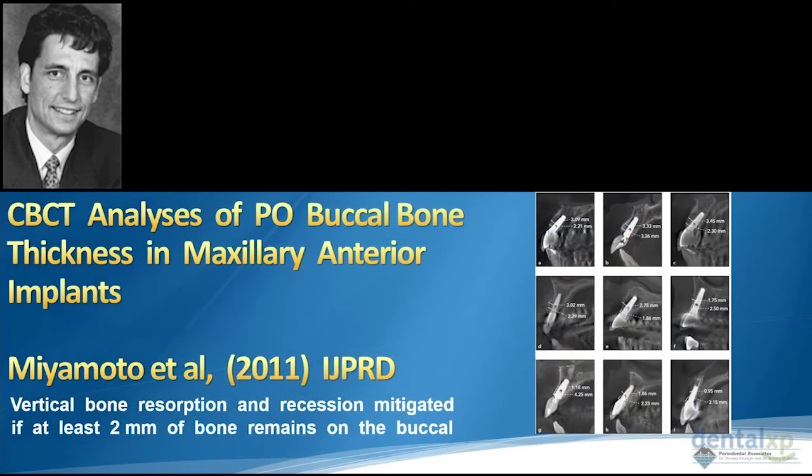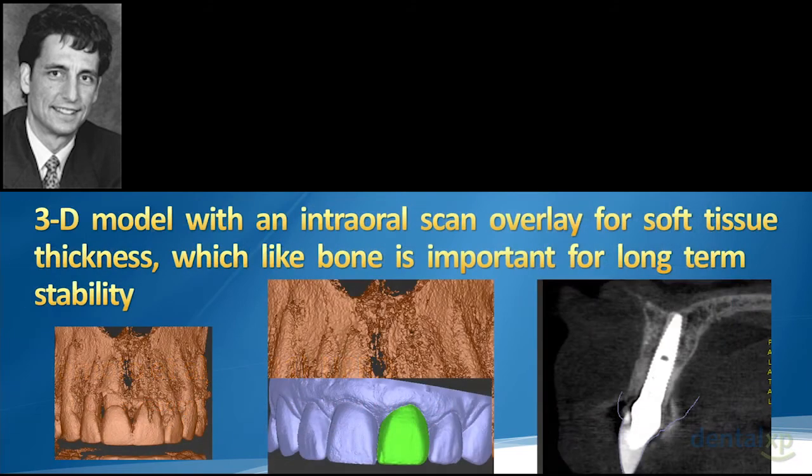So Miyamoto's paper in 2011 was on immediate implants, and they very clearly showed more recession with immediates when there was less than 2 millimeters of bone remaining. So I think it's pretty clear from prior speakers and the future speakers at this meeting that we know we would like to see that 2 millimeters of bone. That's going to be critical for the success.